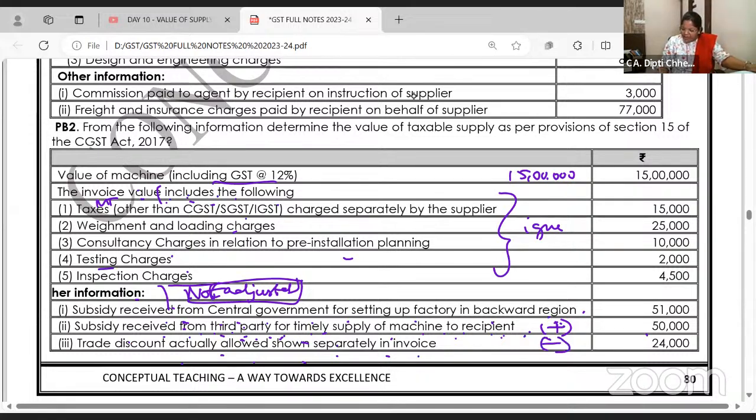So trade discount is always deductible. Okay. Now what is the transaction value? 15 lakhs plus 50,000 minus 24,000. 15,26,000 is the transaction value including GST. So this is 112. What is 100? 13,62,500. Take your time. Just don't nod the head.